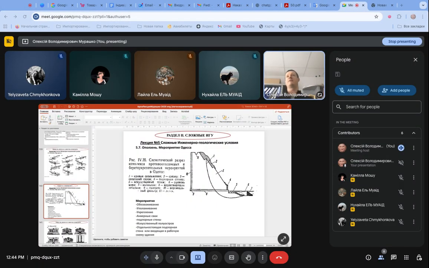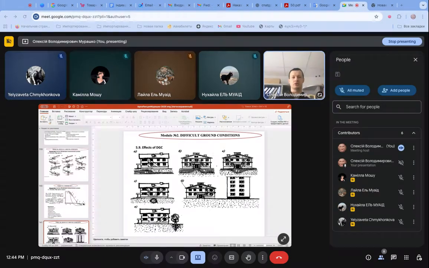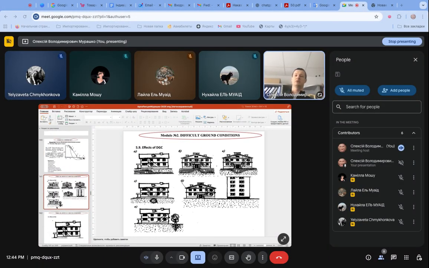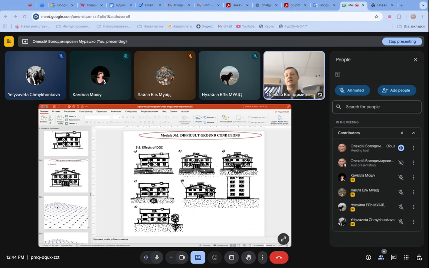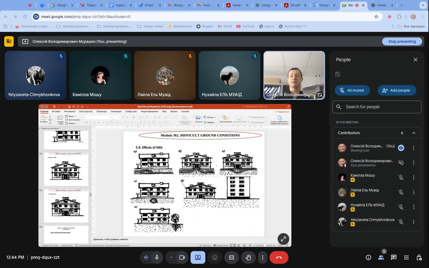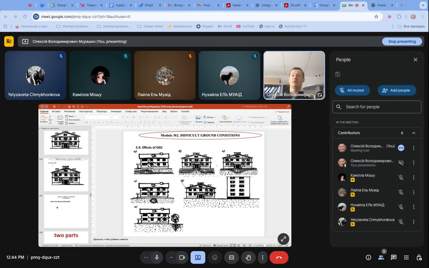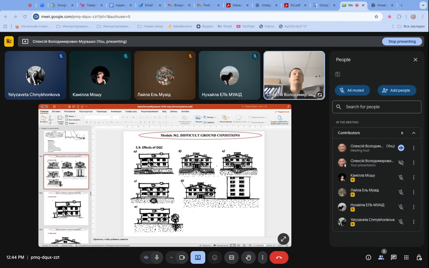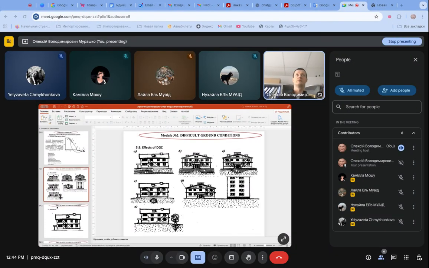And today we have completed the part of difficult ground conditions which were connected with the impact of water in various types. And next lecture we will start from the effects of all difficult ground conditions on buildings, and then we will talk with you about seismicity, seismic impacts, and about seismic resistance of architectural design of seismic resistance buildings.